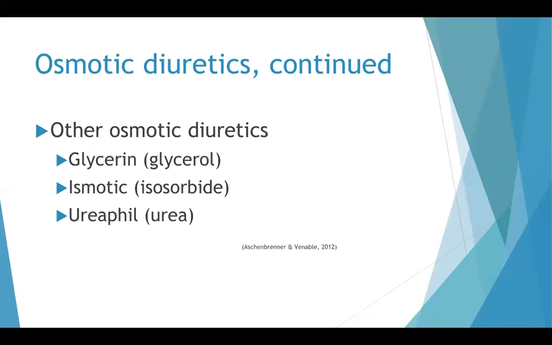Other osmotic diuretics include glycerin, isosorbide, and urea. Glycerin is an oral drug used to reduce intraocular pressure for glaucoma and prior to eye surgery. It can cause severe dehydration, cardiac arrhythmias, and hyperosmolar nonketotic coma. As a suppository, it's used to relieve constipation. Isosorbide is used for decreasing intraocular pressure and glaucoma relief. And urea is administered by IV infusion to decrease intracranial pressure, and it has been used to induce abortions.